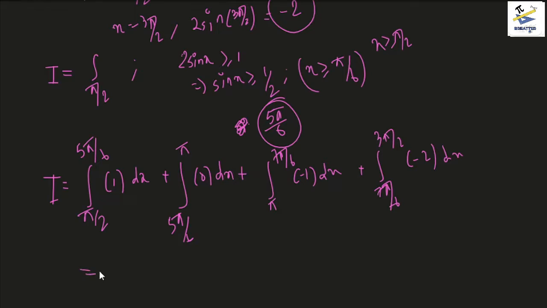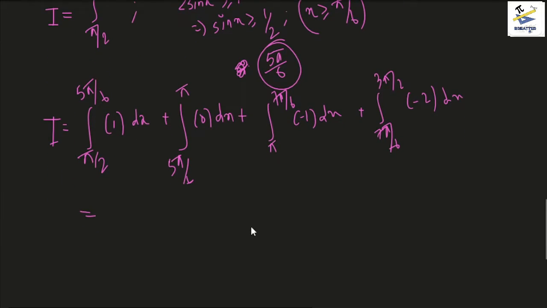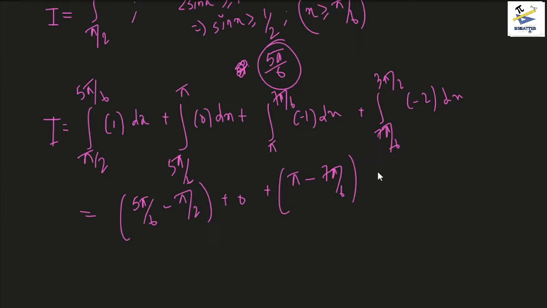So solving this is easy because we are just going to evaluate the values at the different limits. So this is 5 pi by 6 minus pi by 2 plus 0 plus, since it's a minus, we rather have pi minus 7 pi by 6, and since it's a -2 we basically have -2 into 3 pi by 2 minus 7 pi by 6. Evaluating the whole thing, what you get is minus pi by 2. You can check the answer. So it is minus pi by 2.